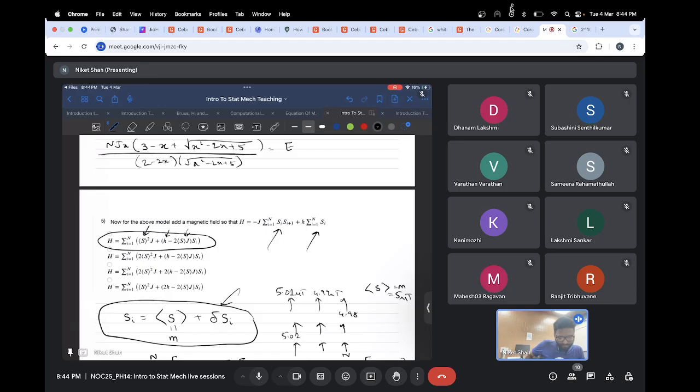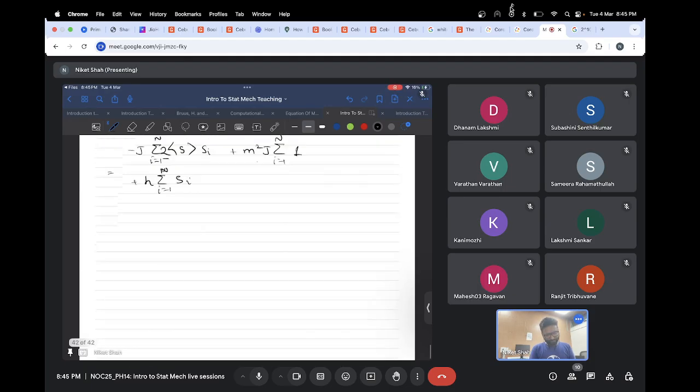I hope this is clear. We basically managed to remove the second index. We managed to write the entire thing in terms of only one index, Si. So this is basically what he also mentioned as H effective. It became something in the form of H effective and all.